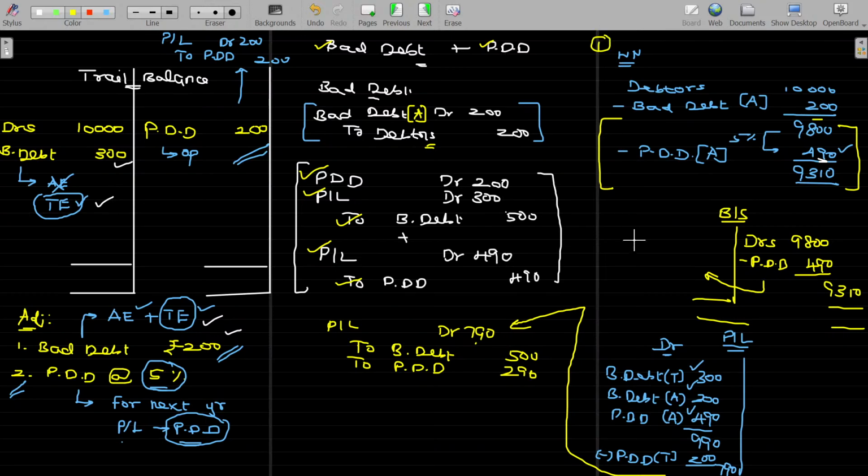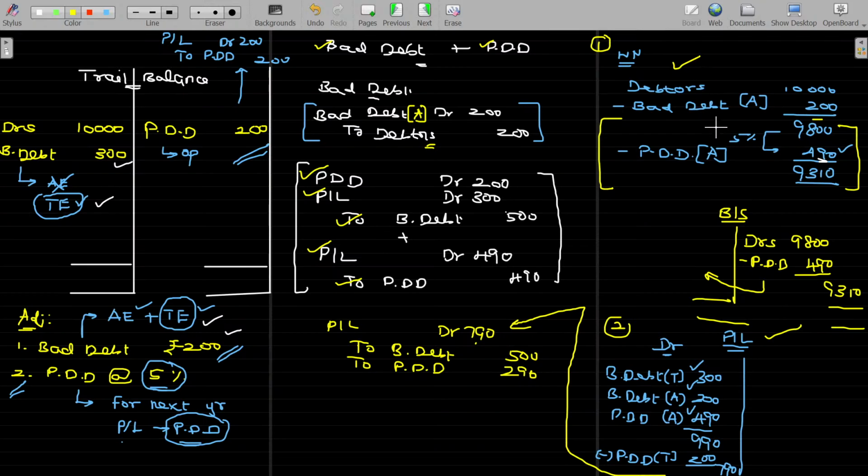Working note number 1, this is the working note number 2. Most often you may not be asked to pass the journal entries as well as prepare the ledger for the bad debt and provision for doubtful debts. In a comprehensive final accounts, you need to directly finish up these two working notes.